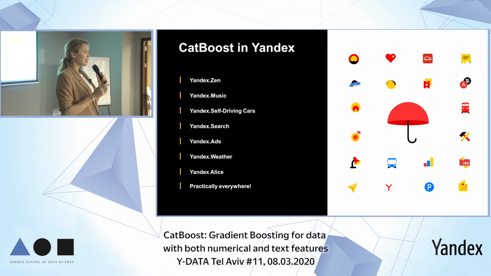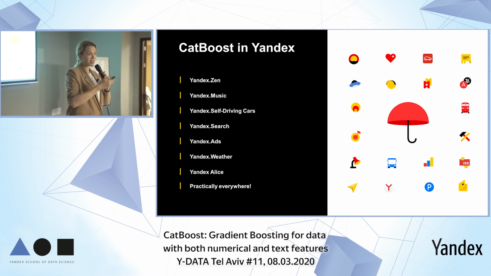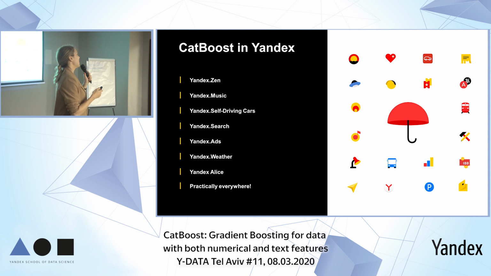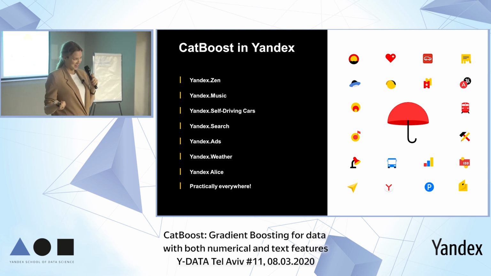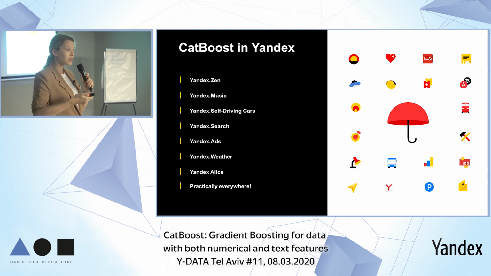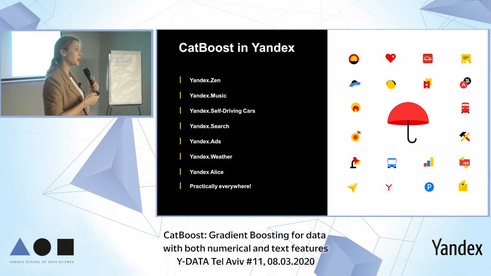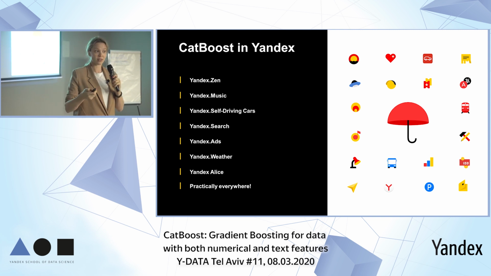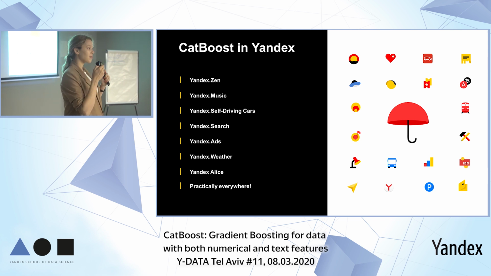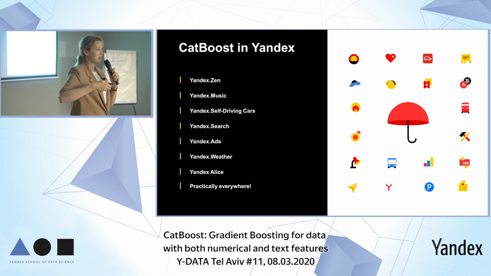Okay, now I will tell you about usages of this library inside Yandex and outside of Yandex. First of all, it's used everywhere in Yandex. Yandex is a company that has a lot of products, and all of them are powered by machine learning. And where we have machine learning, we usually have both neural networks and gradient boosting, and other things also, but gradient boosting is used in many places. First, recommendation systems. We have Zen, which is something that recommends what would be interesting for you to read.